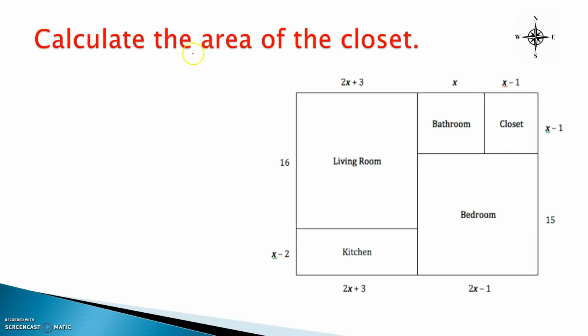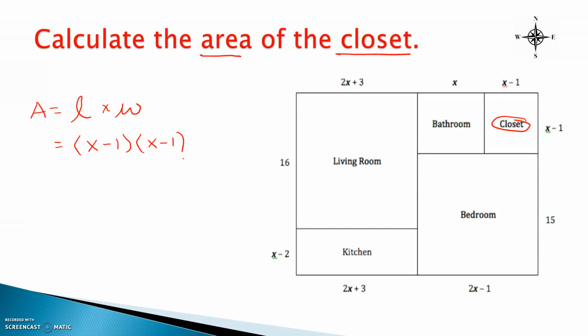So this one says, calculate the area of the closet. You do want to copy this down. Well, where is my closet? Closet is right over here. So again, in order to calculate area, I have to multiply my length times my width. Here's my length, x minus 1, times, what's my width? Also x minus 1.